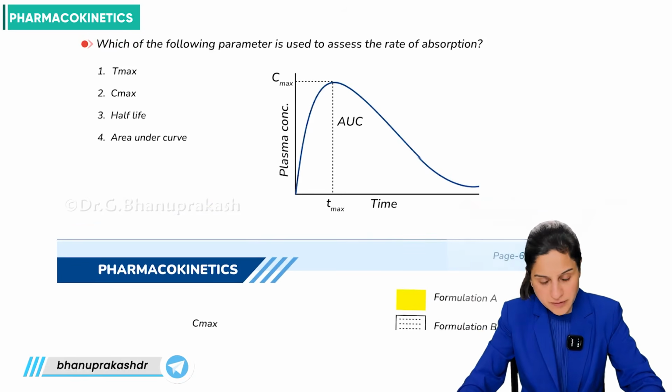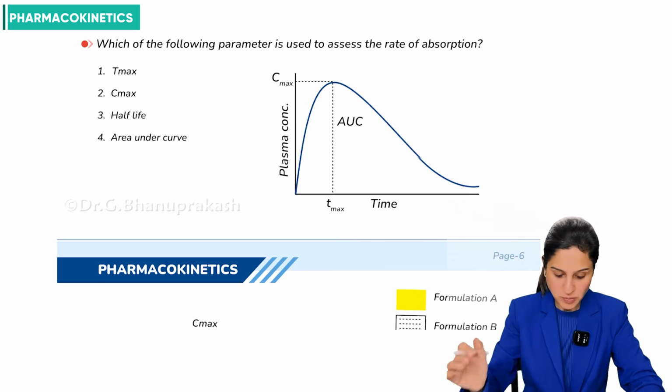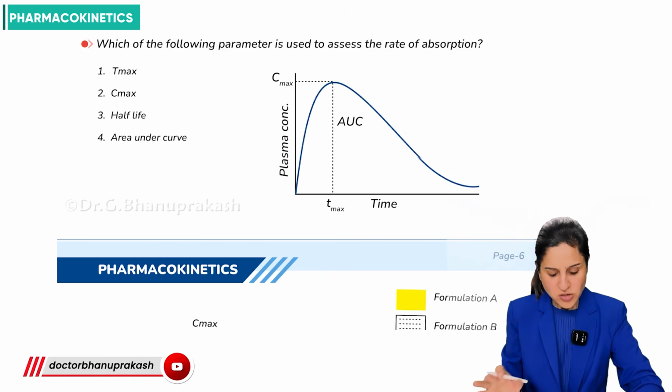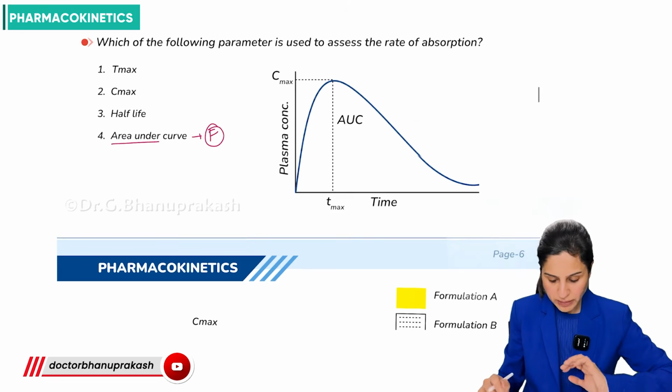This was also a previous year question and a very, very important concept. Which of the following parameters is used to assess the rate of absorption? Whether it is Tmax, Cmax, half-life or the area under curve. We have just now done that area under curve is used to calculate the bioavailability, that we know about, right?